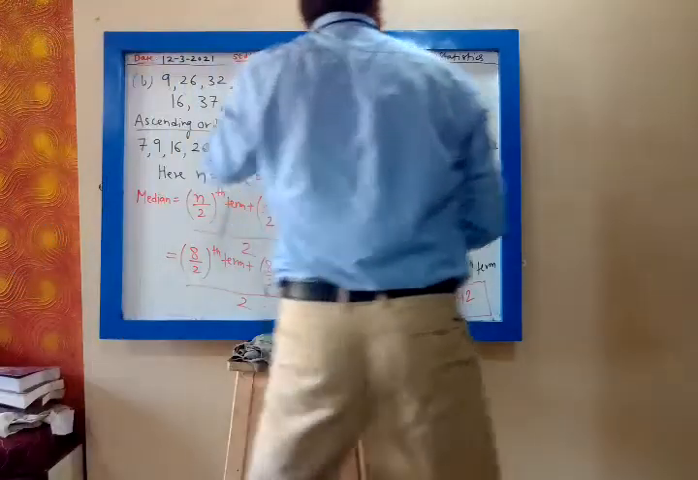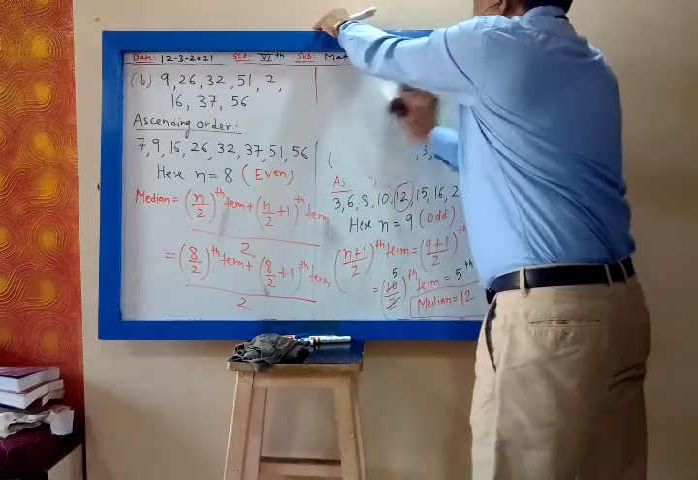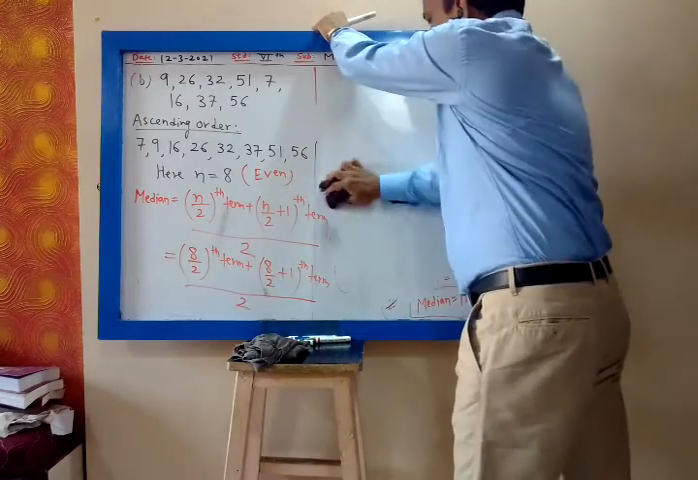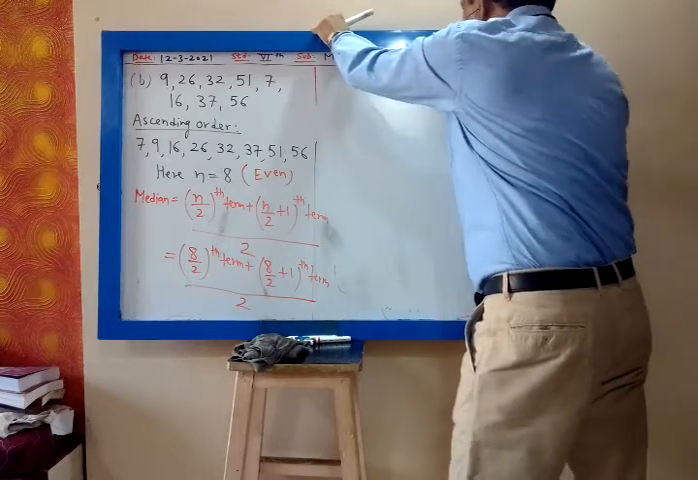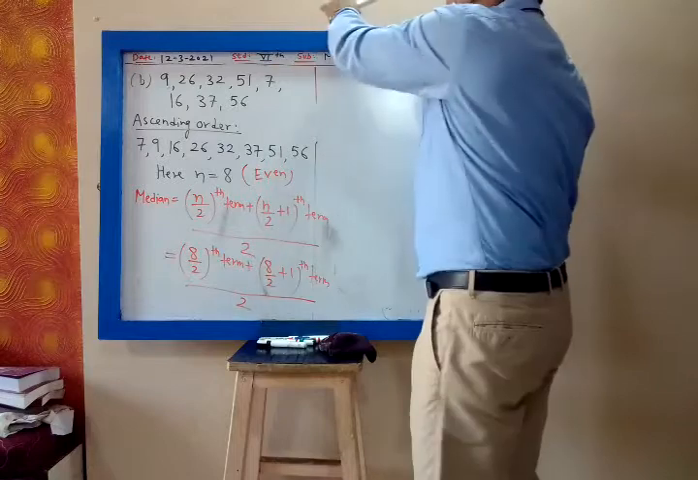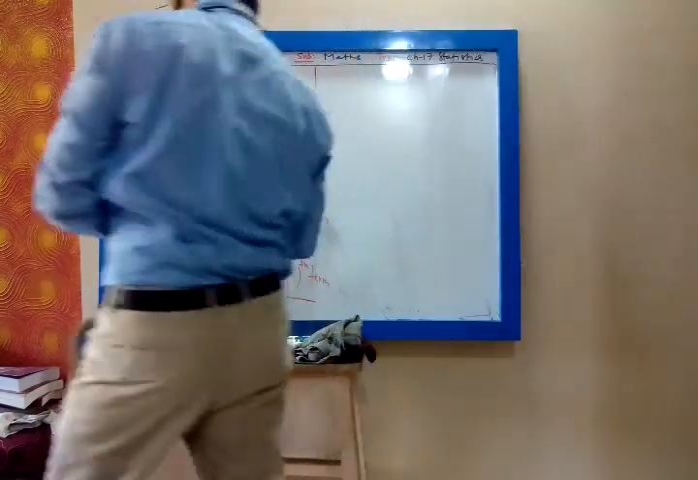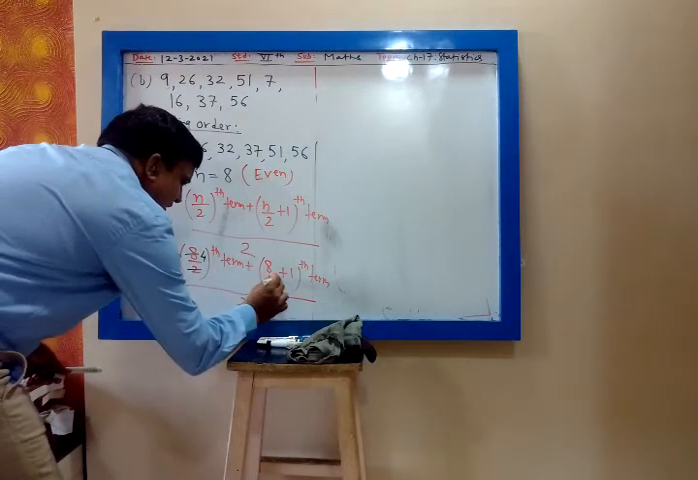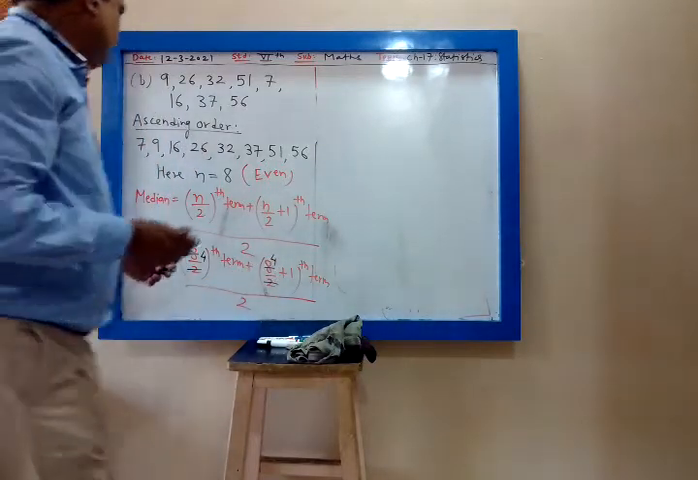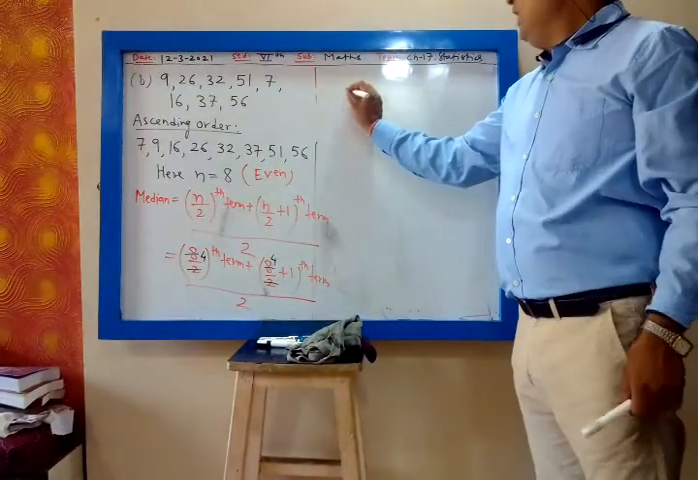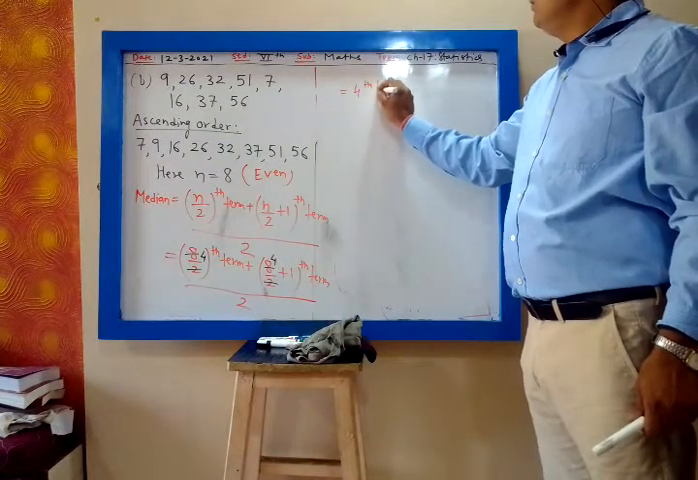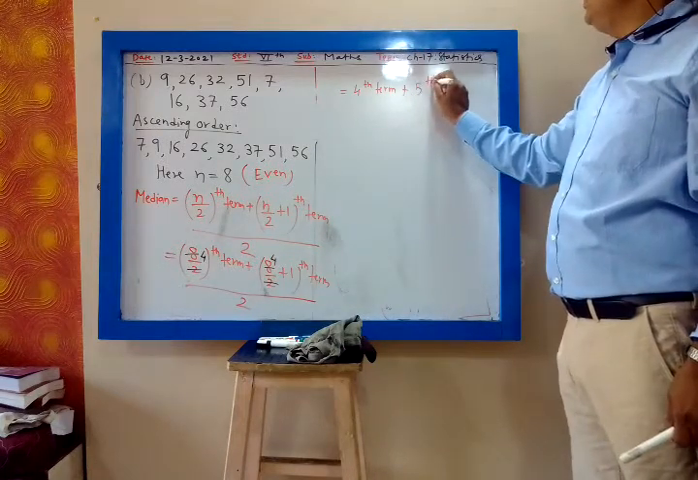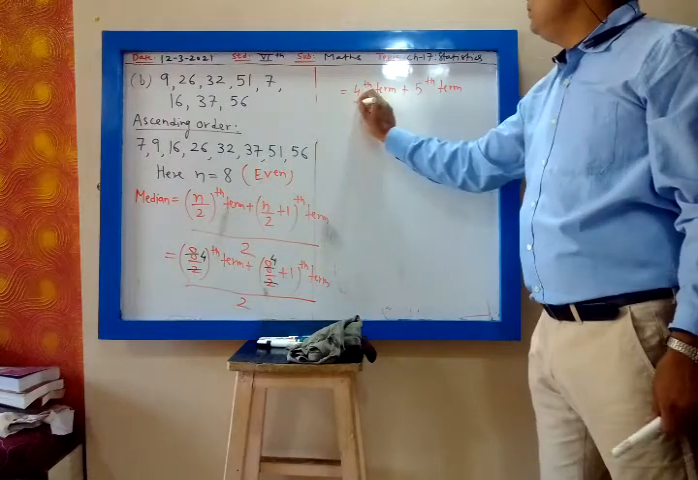So what is 8 by 2? 2 4s are 8. Very good. 8 by 2 is 4. So we can write that as the 4th term. So we have the 4th term plus the 4 plus 1, that is 5th term, whole divided by 2.